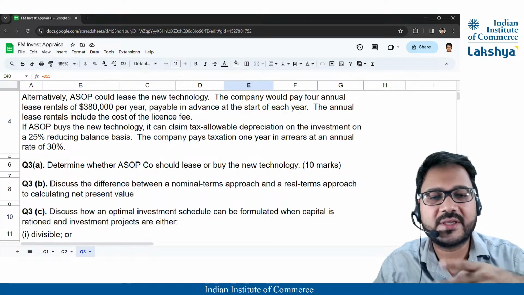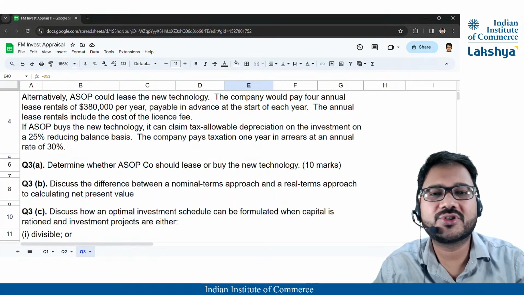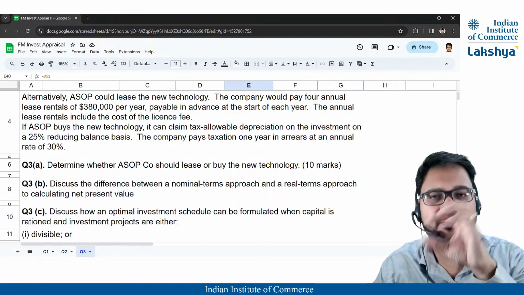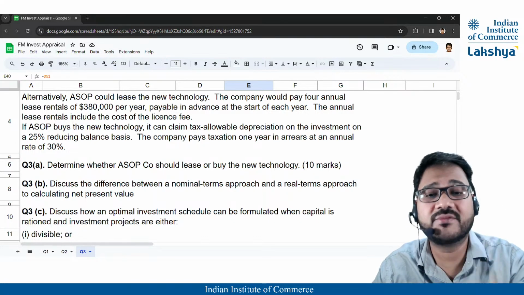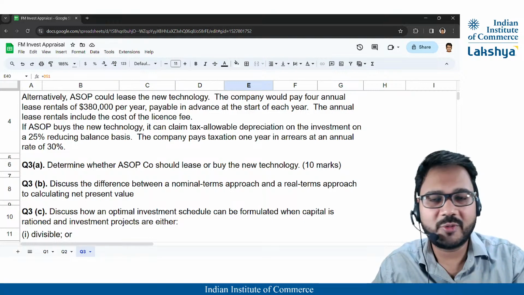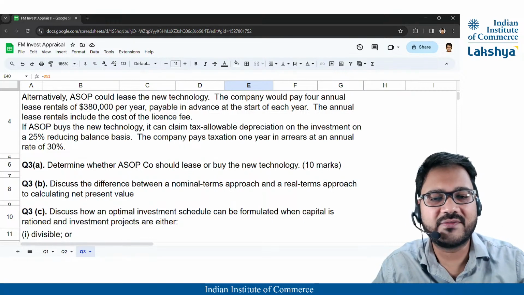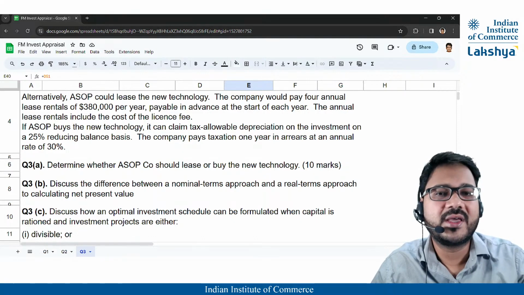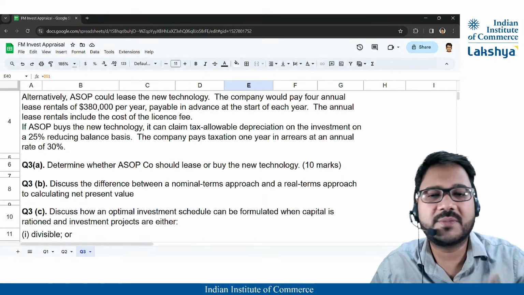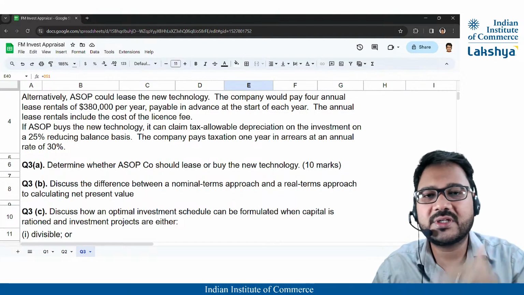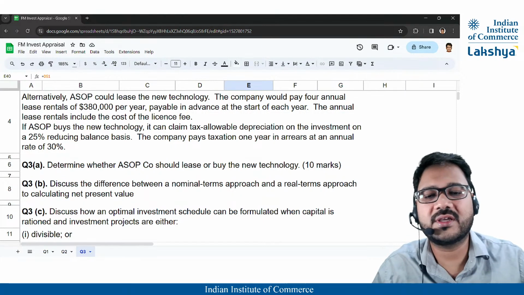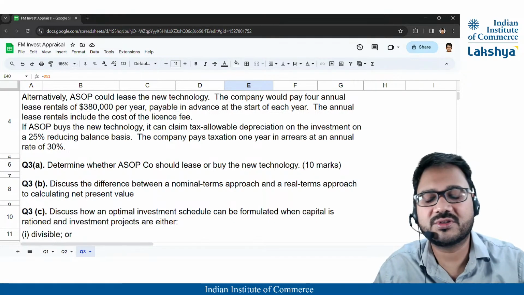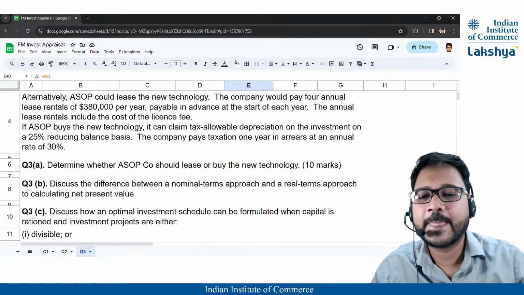In case of real approach, you are going to take real cash flows and discount it using real rate, used when you have general inflation rate. Moment you have specific, and if you have taxation involved, you will suggest using nominal rates, or nominal approach, wherein you are taking nominal discounting rate and using inflated cash flows, that is nominal cash flows, and discounting those at the nominal rate. Okay.